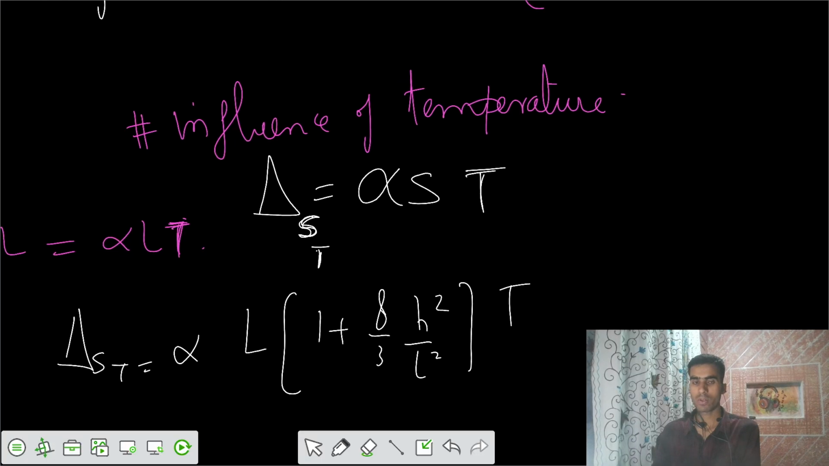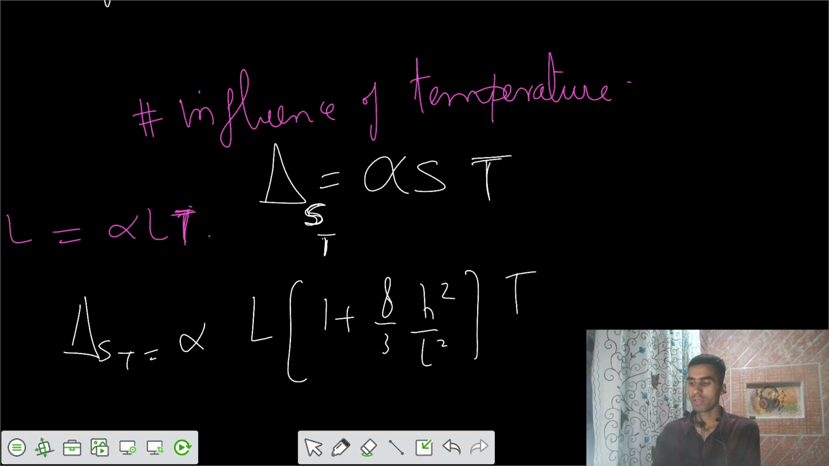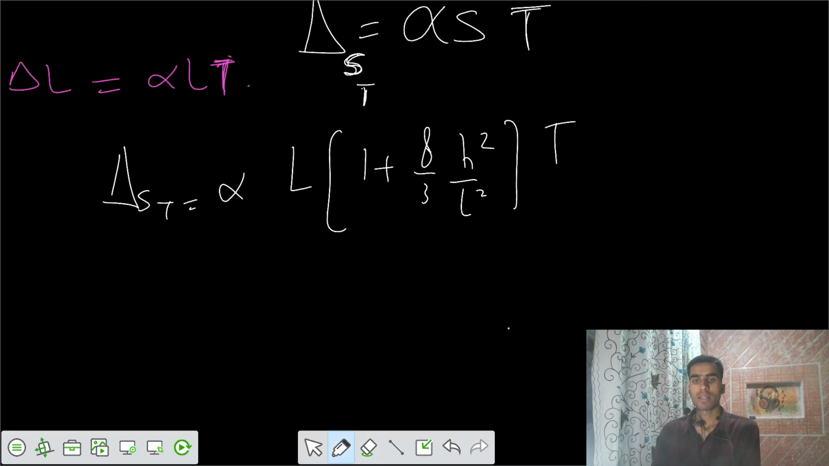So delta S_T equals alpha times L times (1 + 8/3 h²/L²) into delta T, the change in temperature. Now, we can say this is the direct relation. If your temperature increases, that means your expansion would increase, that means the cable length would increase.